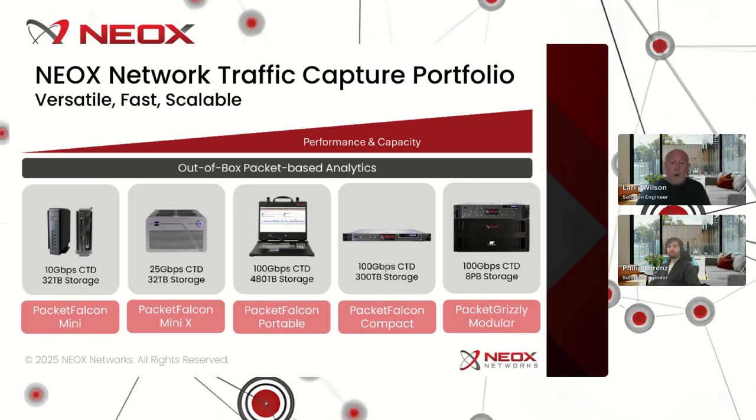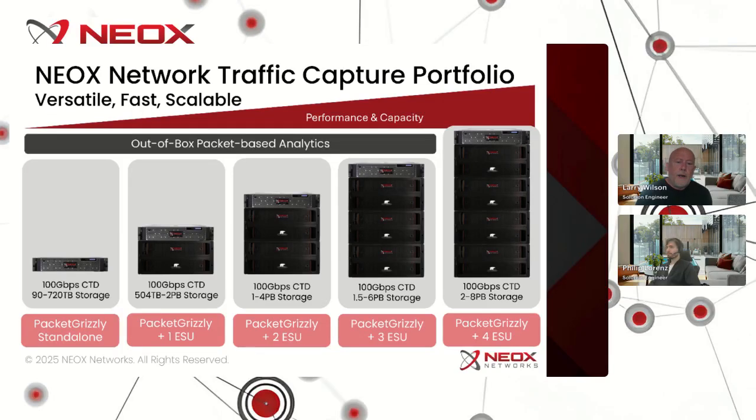We have very small, compact units, the Falcon Mini, up to the portable, which has a built-in screen, everything you need. And when you start talking about enterprise-grade solutions, we move up into the rack mount units, and we can go up to 8 petabytes of storage at 100, and capture at 100 gig. And this scales really well for carrier enterprise solutions. So this is the Packet Grizzly. That's our larger appliances that accommodate those solutions.